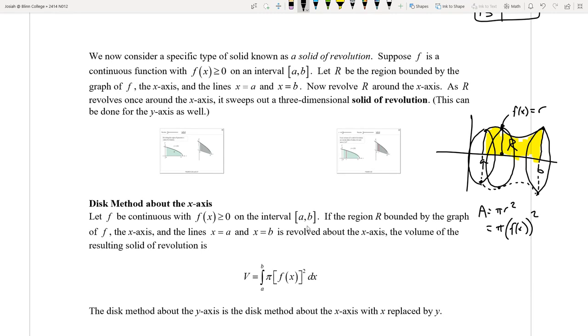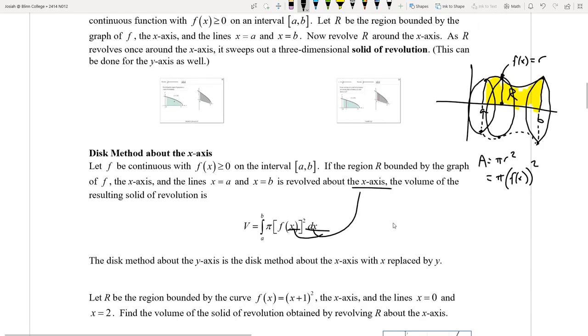All right, that's if we were revolving about the x-axis. If we're revolving about the x-axis, we'll use dx, we'll use x's here. We can do the same thing about the y-axis. If we're doing it about the y-axis, we're going to use f of y, and we're going to use dy.